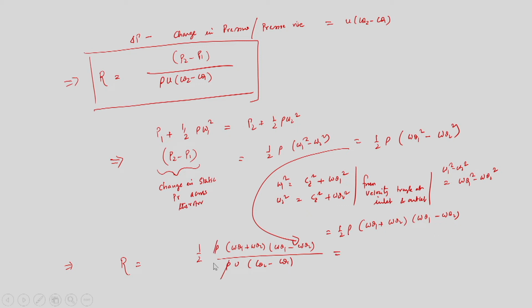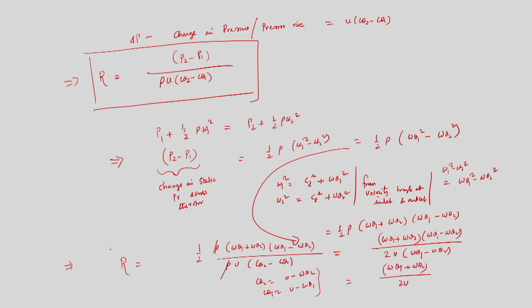Therefore, that is equal to how much? Because c theta 2 is equal to u minus W theta 2 and c theta 1 is equal to u minus W theta 1, c theta 2 minus c theta 1 will be equal to W theta 1 minus W theta 2. So, I can write (W theta 1 plus W theta 2) into (W theta 1 minus W theta 2) divided by u into (W theta 1 minus W theta 2). Therefore, by 2, the degree of reaction is W theta 1 plus W theta 2 divided by twice u.